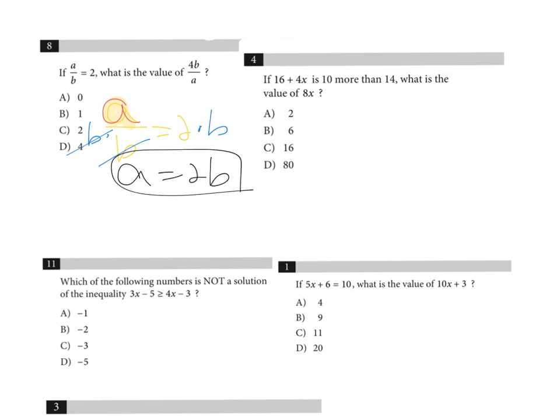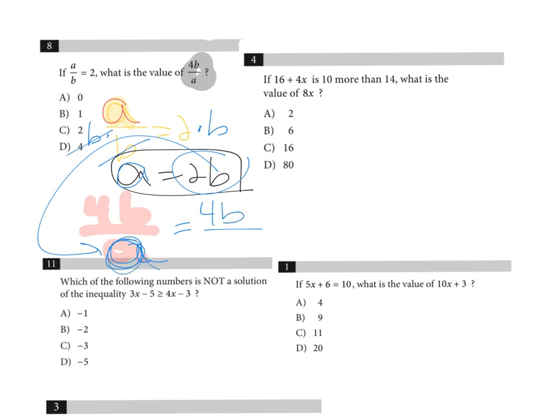Now what does that mean? Well, I need to know the value of 4B over A. Since I know that A is equal to 2B, I can take out this A and plug in 2B. So in this case, I have 4B over A, but A is 2B. Here the B's cancel, and I have just 4 over 2, or 2. So here your answer is letter C, 2.